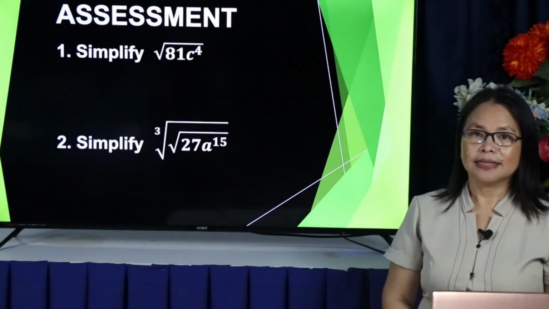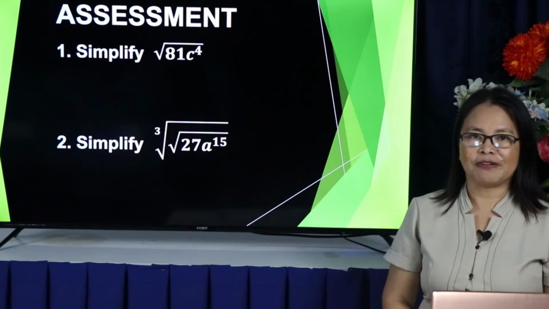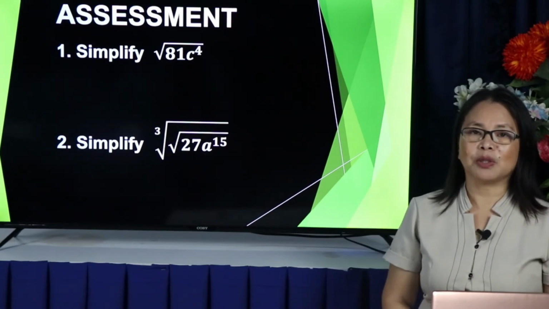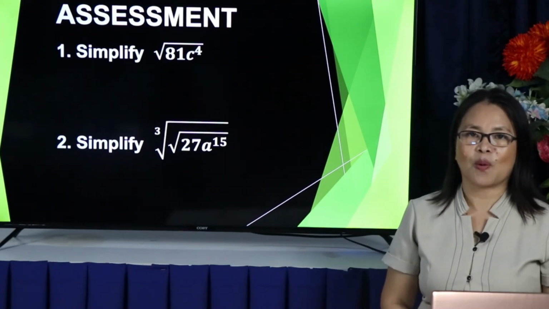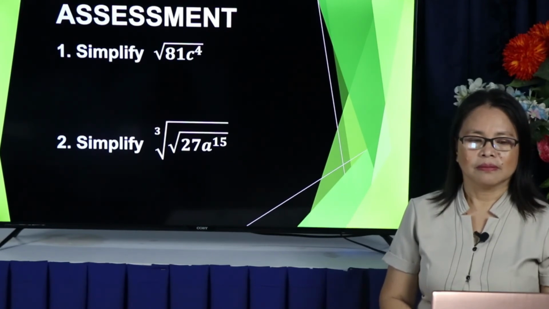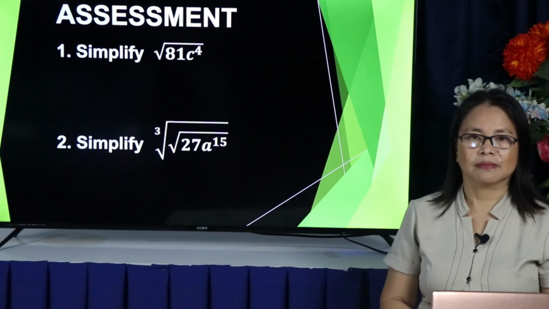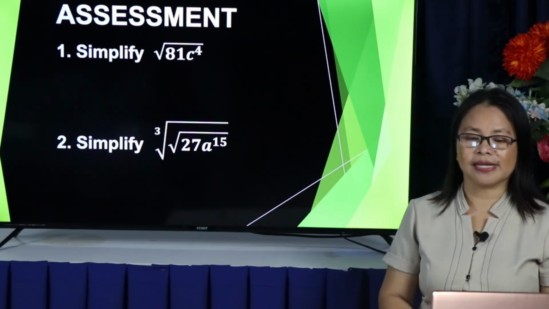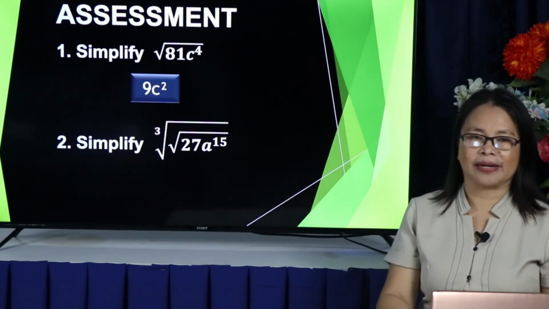Number 1, simplify. Square root of 81c to the power of 4. You have 20 seconds to answer. The correct answer is 9c squared.